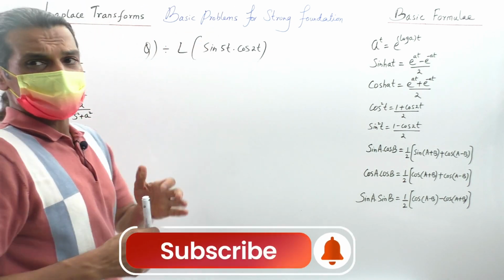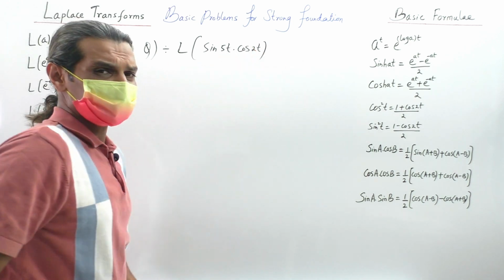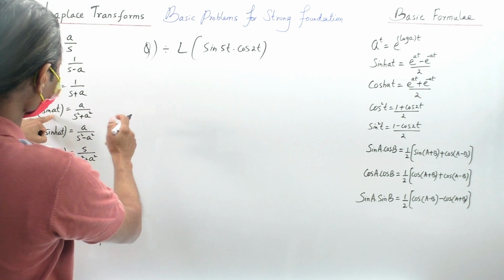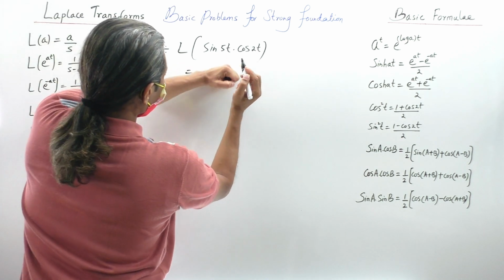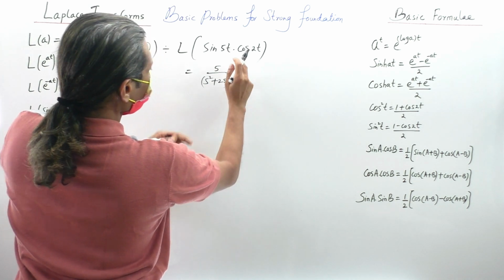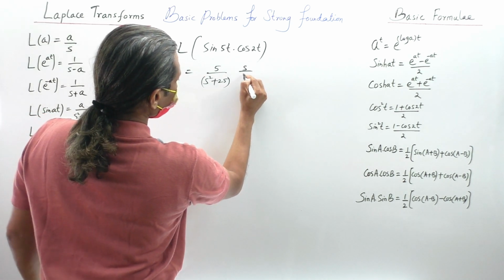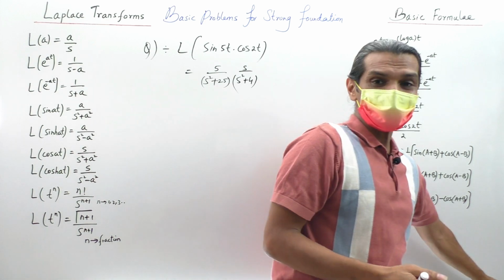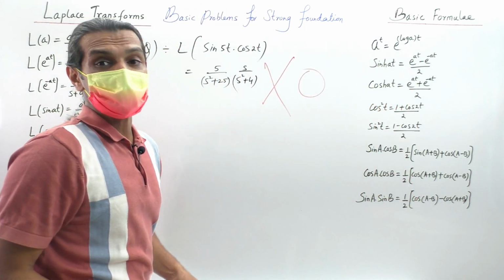See, what you do, I tell you simply, many students I've seen write sin pi t into cos 2t. They have the formula sheet, they know some formulas, they know Laplace of sin at is a by s square plus a square. They'll write the answer as pi by, what is a? Pi. So pi by s square plus pi square into cos 2t. What is Laplace of cos at? s by s square plus a square. So let's simply write s by s square plus 4. And they think they are right. Okay, understand this is completely wrong and you're going to get 0 marks for this.